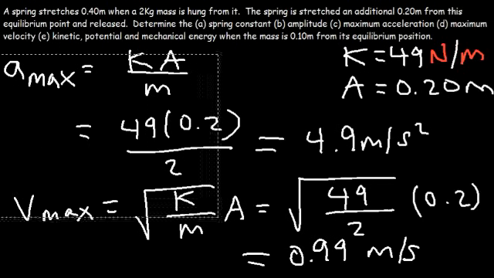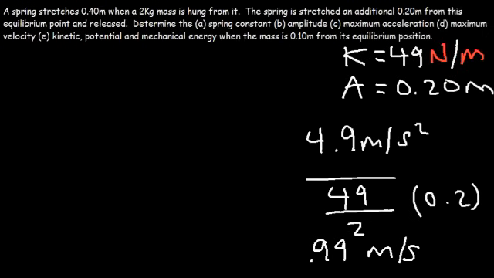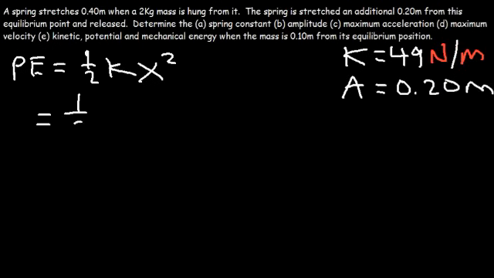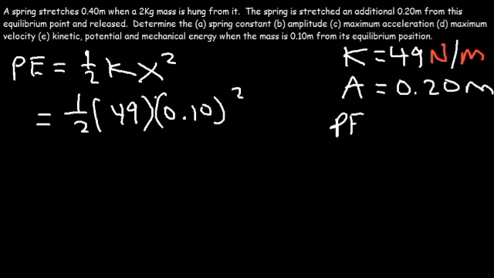So now what about part E? What is the kinetic energy, potential energy, and the mechanical energy when it's 0.10 meters from its equilibrium position? So let's find the potential energy first. The potential energy is 1/2 kx squared, which is basically 1/2 times 49 times an x value of 0.10 squared. That's about 0.49 times half, that's 0.245. So the potential energy is 0.245 joules.